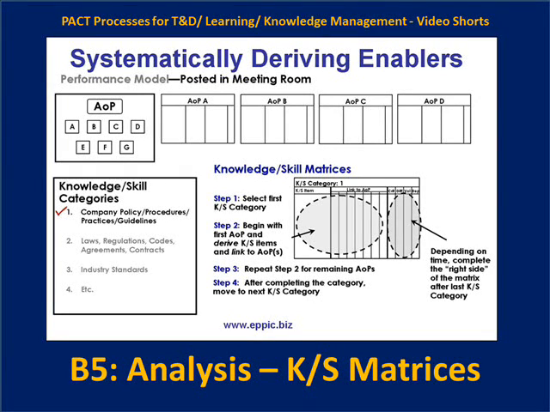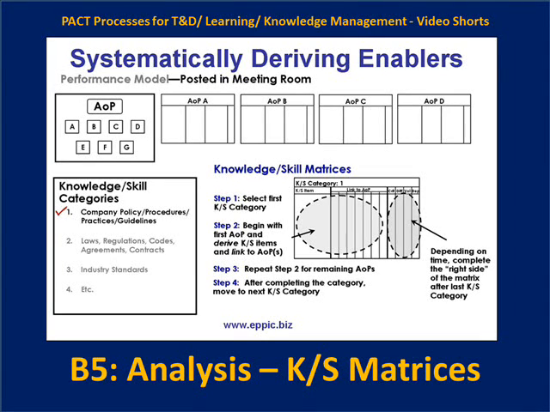We start with one knowledge and skill category. We march through all of the areas of performance in order, in the sequence that makes the greatest sense for everybody. And when we're done with that, we go to the next knowledge and skill category, whatever is appropriate. And we start all over again with area performance A and B and C and D.